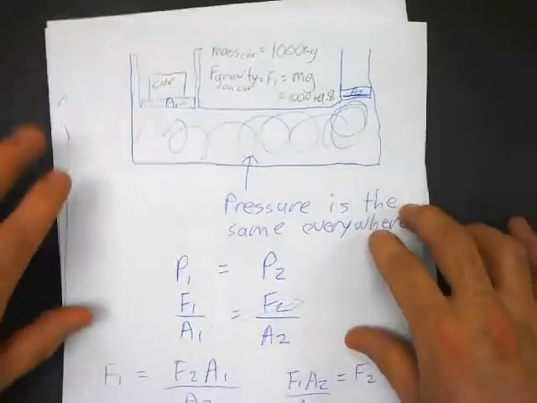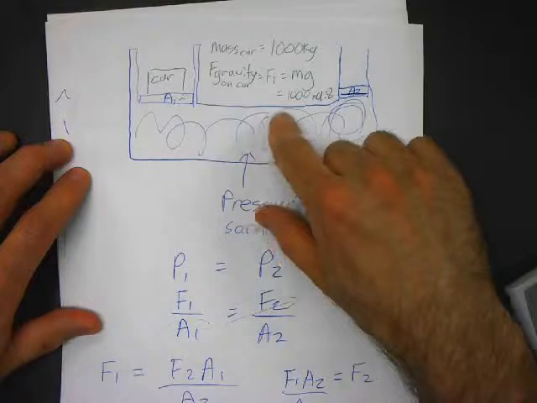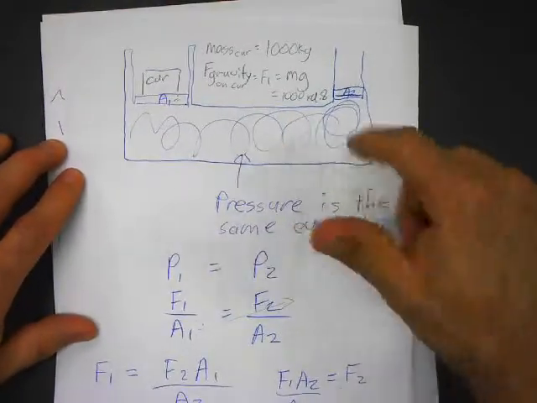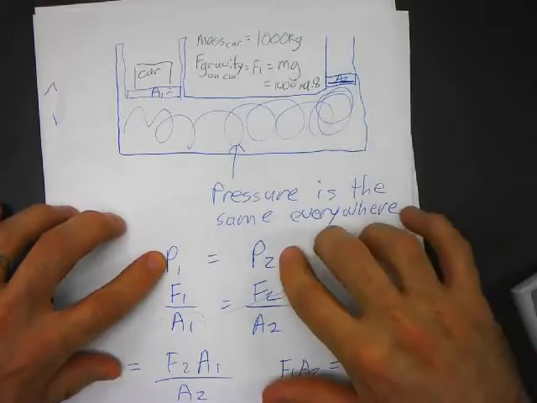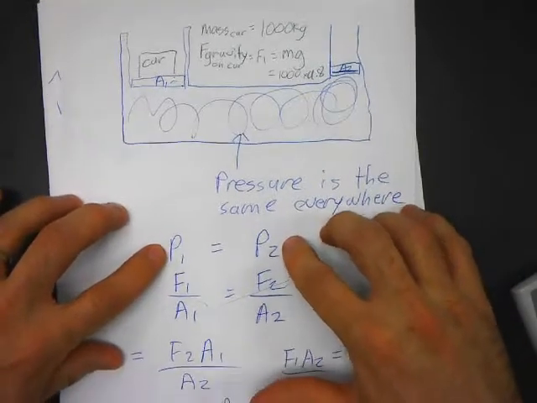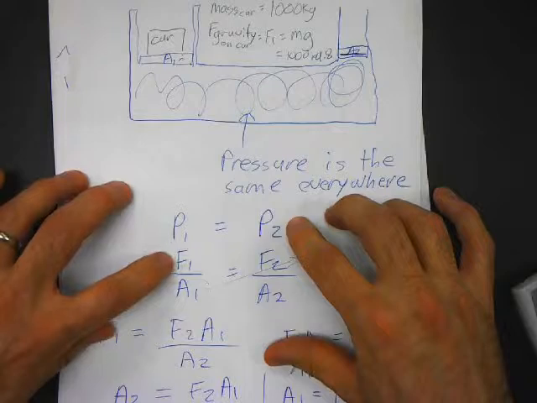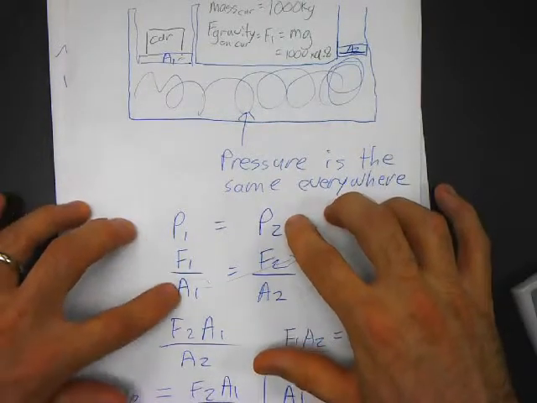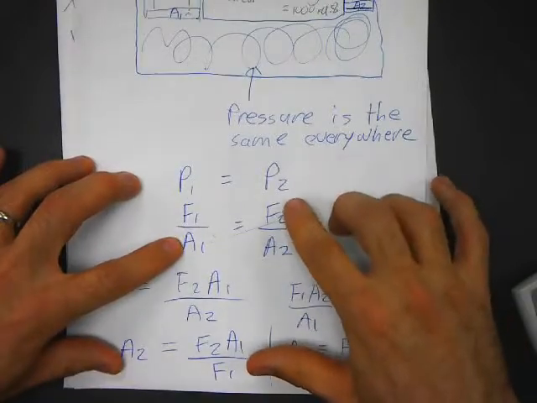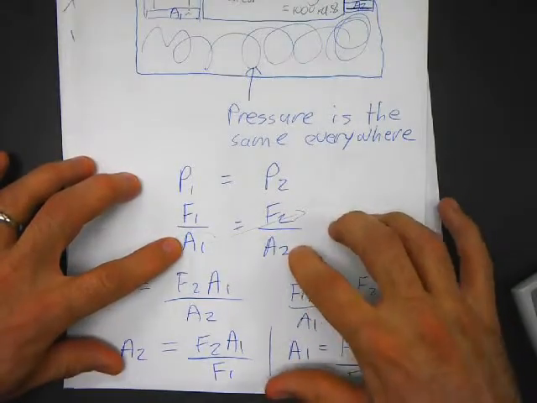So what you need to realize is if you have a hydraulic fluid in here that's not compressible, the pressure is the same everywhere. So you can write that pressure 1 is equal to pressure 2. And then from your knowledge of what pressure is, that it's a force per unit area, you say pressure 1 is force 1 over area 1. You say that pressure 2 is force 2 over area 2.